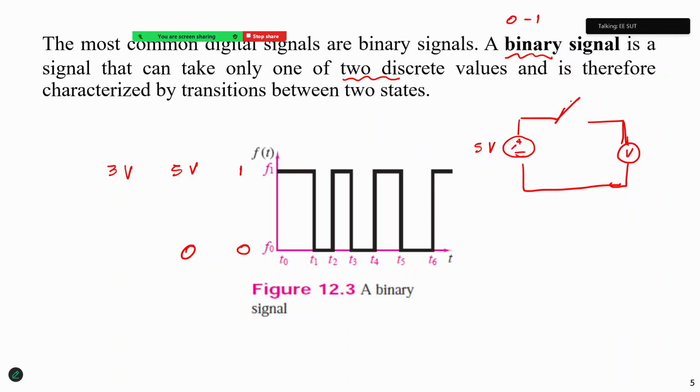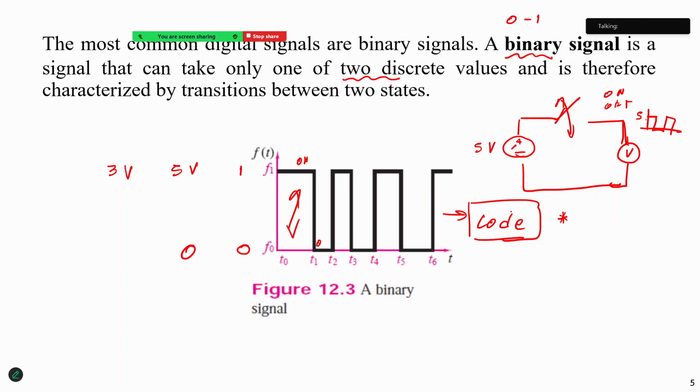So if we switch on, the signal is there. If the switch is on, the signal would be 5, right? And if off, it will be 0. So if we switch on and off, we can get a kind of signal. This is on and off, and we can send some code to your friend, right? Without talking, right?